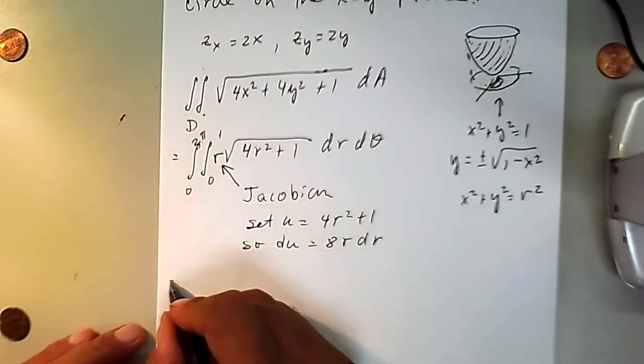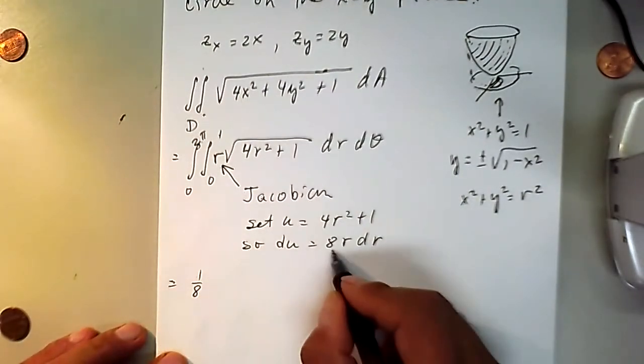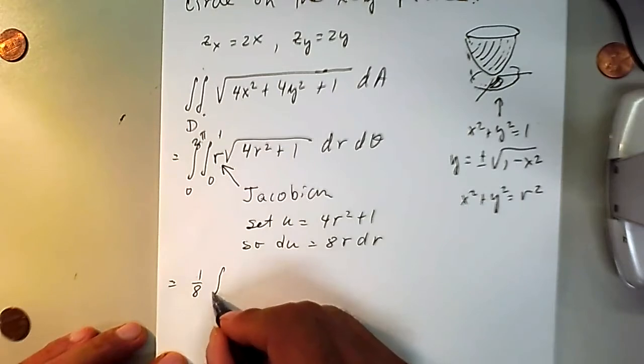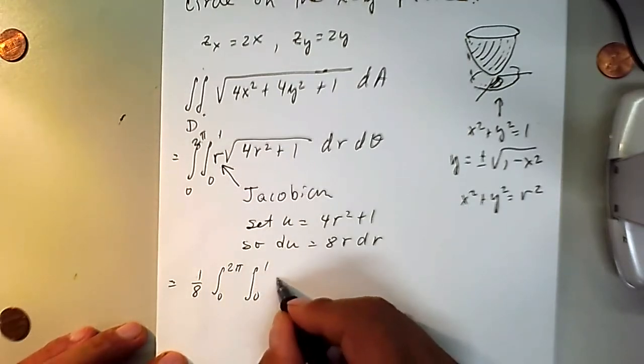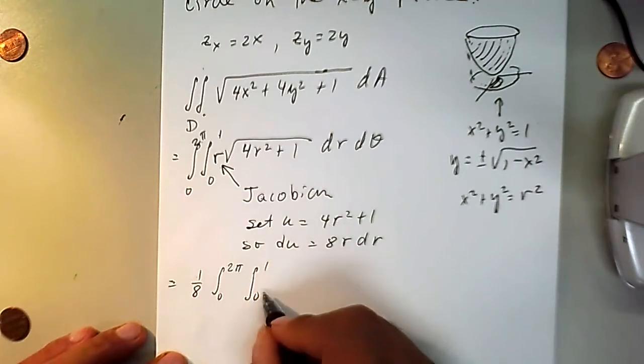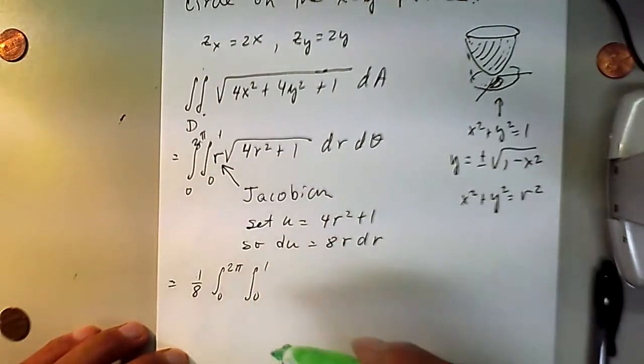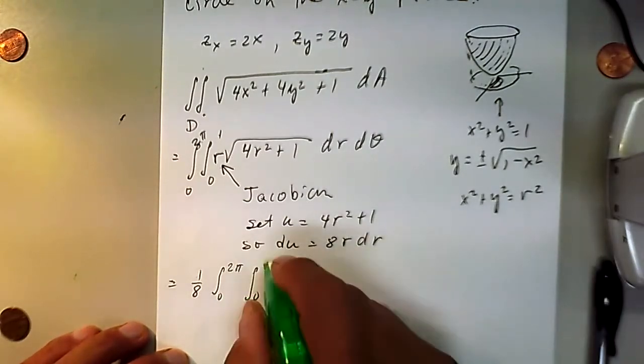Yep. So the integral is 1 over 8 because of this 8. Integral from 0 to 2 pi. Integral from 0 to 1. Nope. I'm going to change that. It's not from 0 to 1 anymore because we are going to have du.